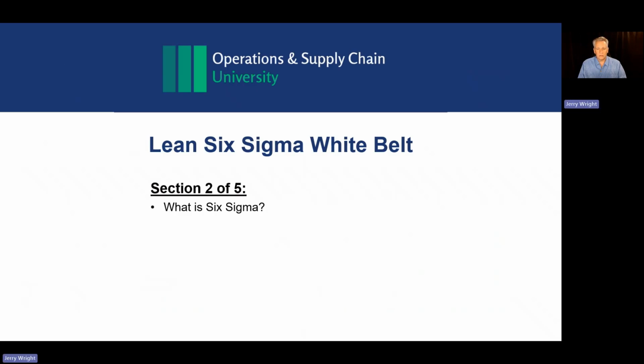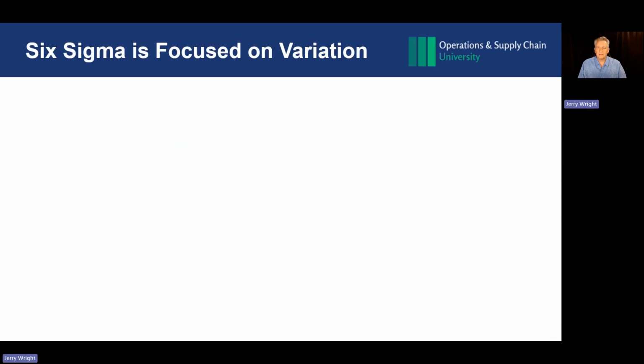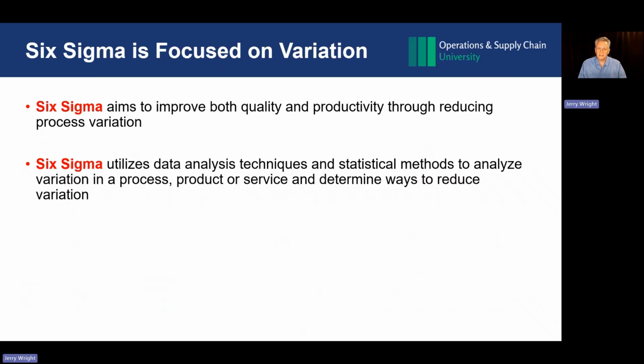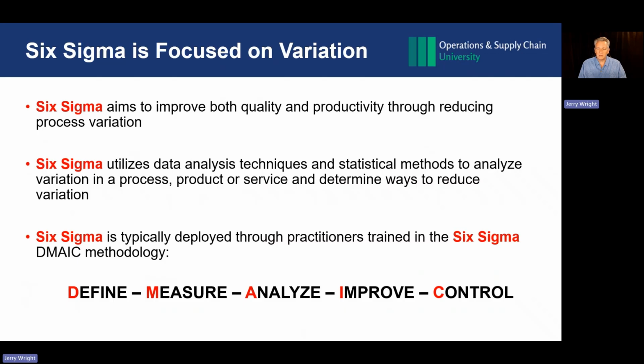We're now in section 2 of 5. What is Six Sigma? Six Sigma is focused on variation. Six Sigma aims to improve both quality and productivity through reducing process variation. Six Sigma utilizes data analysis techniques and statistical methods to analyze variation in a process, product, or service and determine ways to reduce that variation. Six Sigma is typically deployed through practitioners trained in Six Sigma DMAIC methodology. DMAIC means define, measure, analyze, improve, and control.